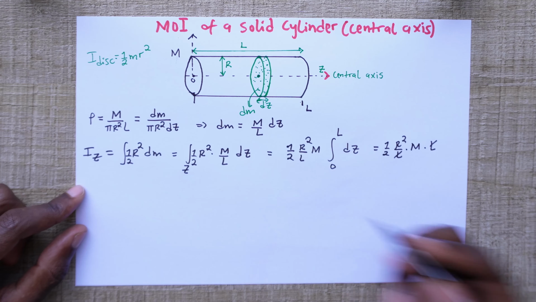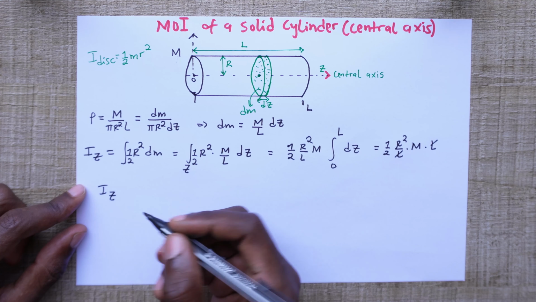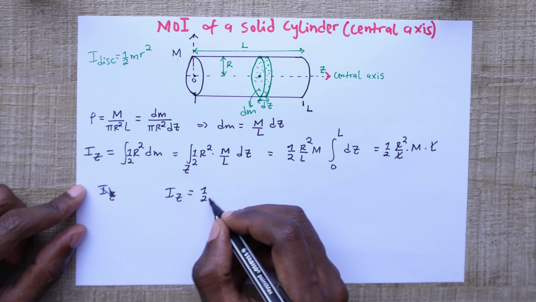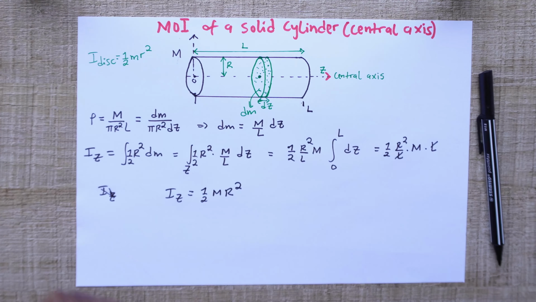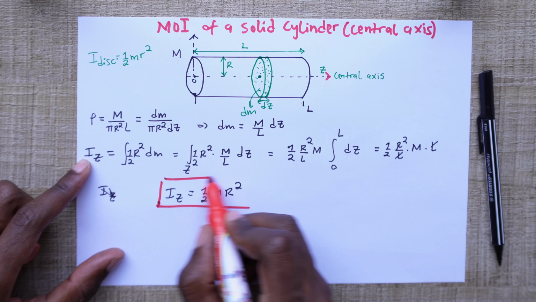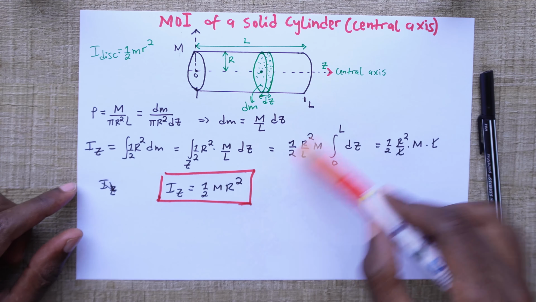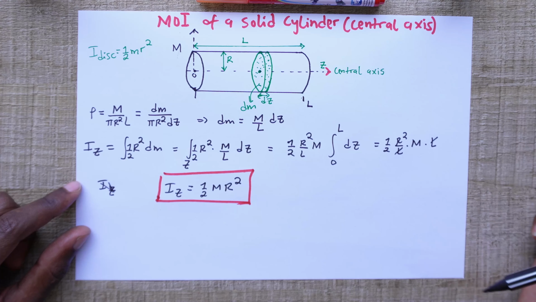This is going to cancel that. So we're going to have I z, let me write it here, I z as half MR squared. And that's the moment of inertia of a cylinder about an axis passing through the central axis of the cylinder. Okay, so hope that's clear.